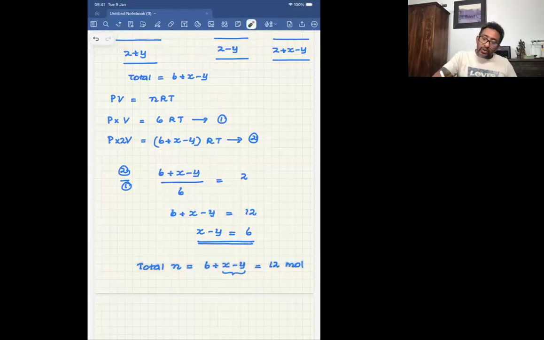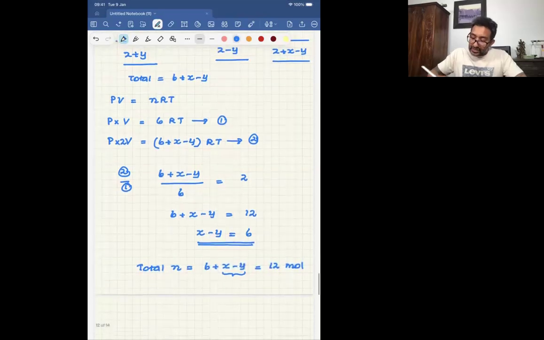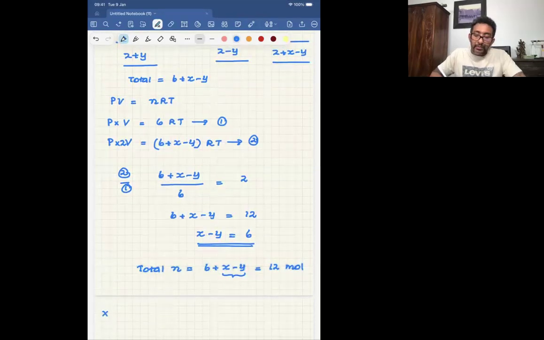Here you have my total number of moles, but we have calculated x minus y as 6. Now you can find the mole fractions. What are the mole fractions? This is the number of moles, 2 plus y, divided by the total number of moles, 12. And 2 minus y, total number of moles is 12.